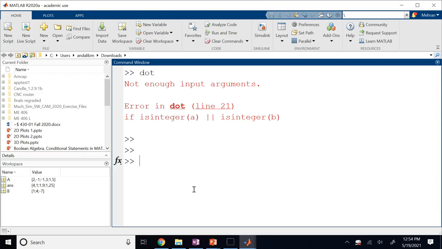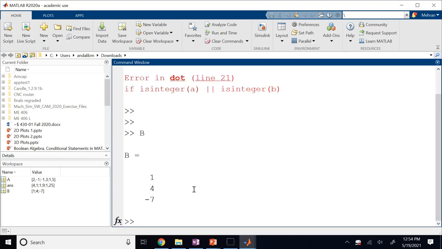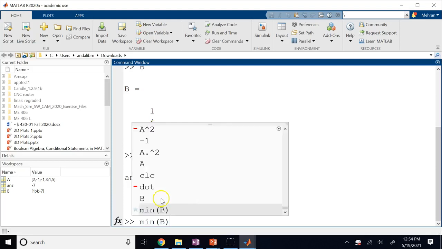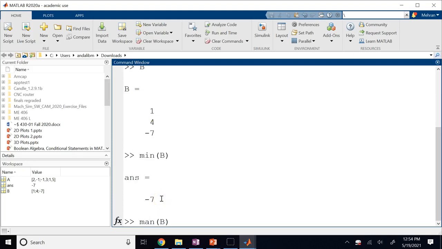For a matrix or a vector, you can use the commands min and max. If I have this vector B here, and I say what's the min in vector B, it gives me the minimum value. If I say what's the max in B, it gives me the maximum value, correct? So min and max work very clearly on a vector.